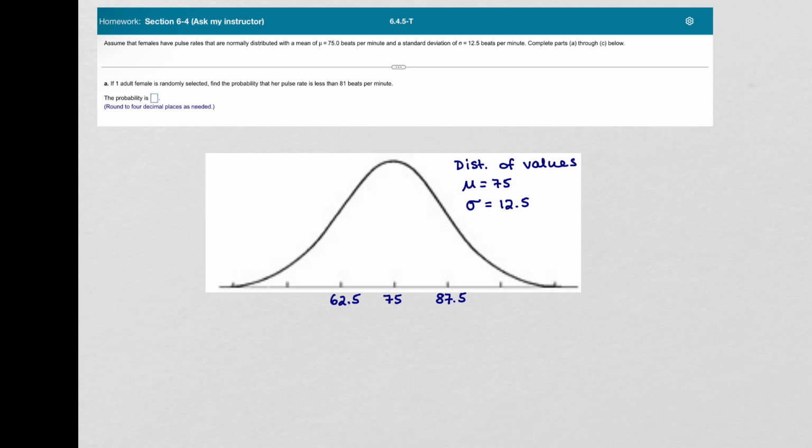Now, question part A says if one individual or one adult female is randomly selected, find the probability that her pulse rate is less than 81 beats per minute. So on this graph, I'm going to find 81. I'm going to say it's about here, kind of in the middle there, and draw a vertical line up. And we are looking for the probability that this individual has a pulse rate less than 81, so we're going to the left.